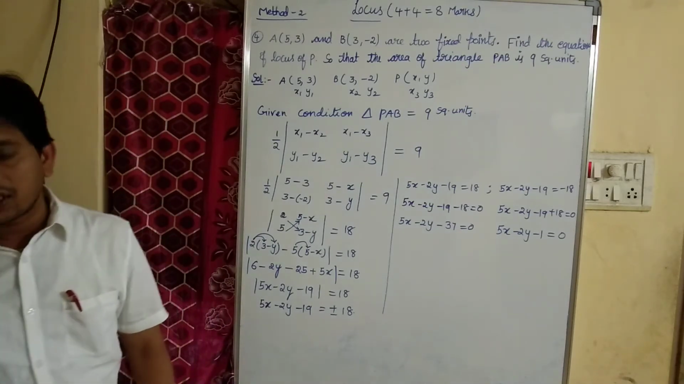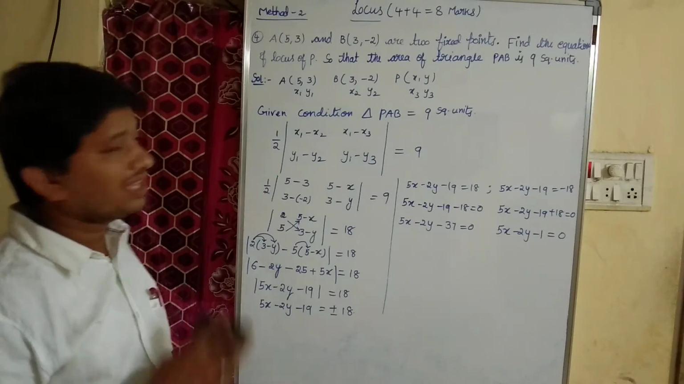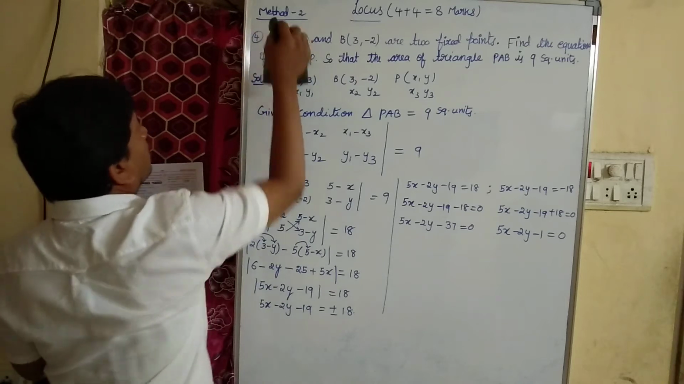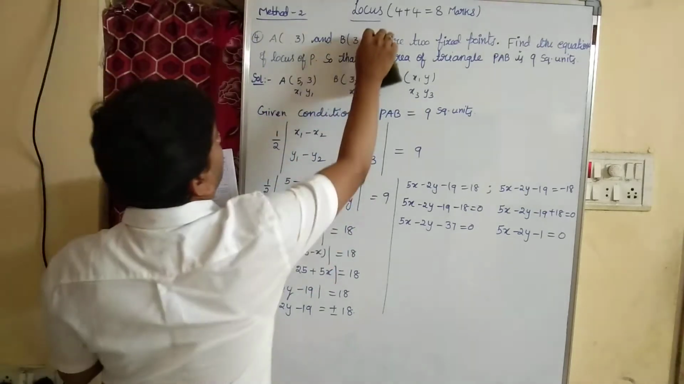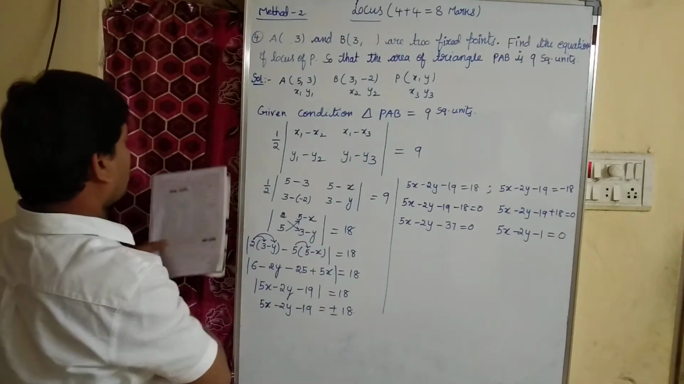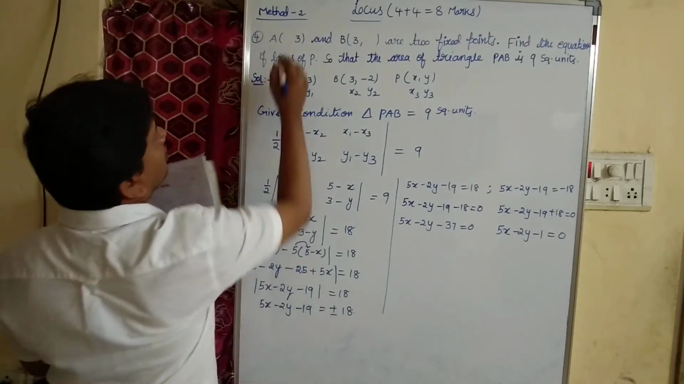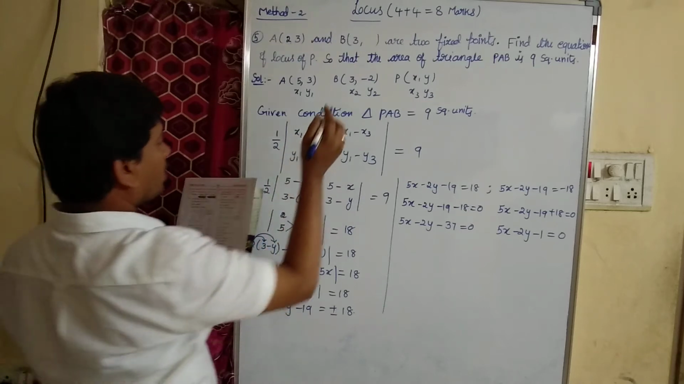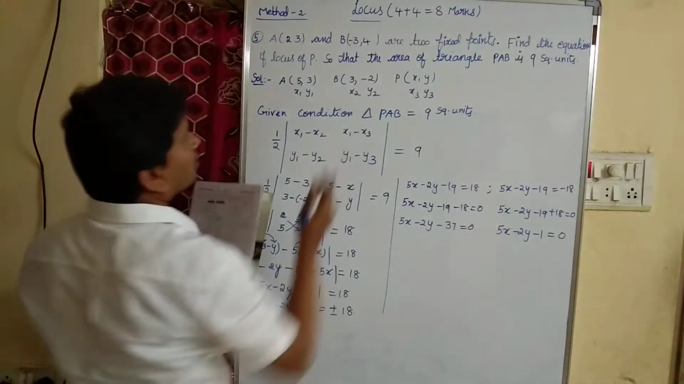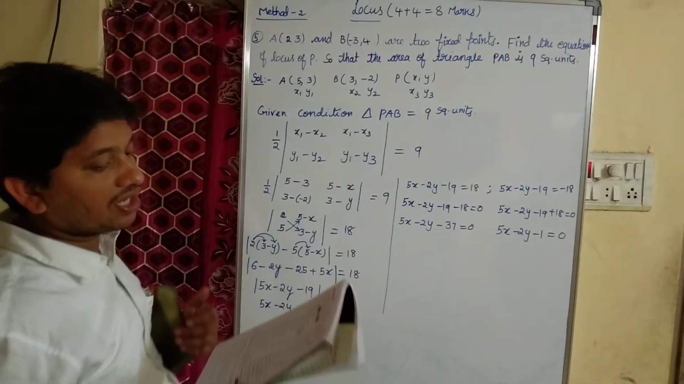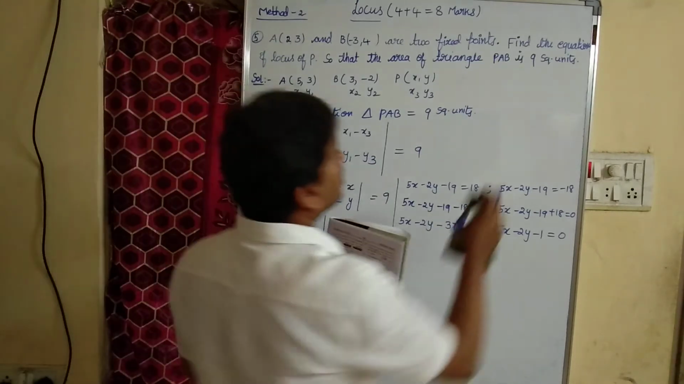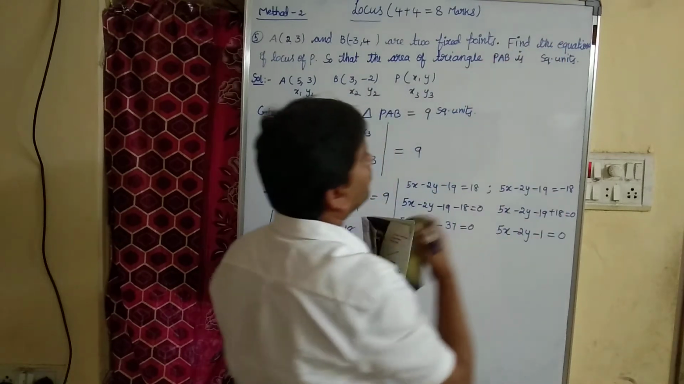Okay. Now let us discuss one more problem based on the same method, and the given vertices are A of 2, 3 and B of minus 3, 4, two fixed points. Find the equation of locus of P so that the area of triangle PAB is 8.5 square units.